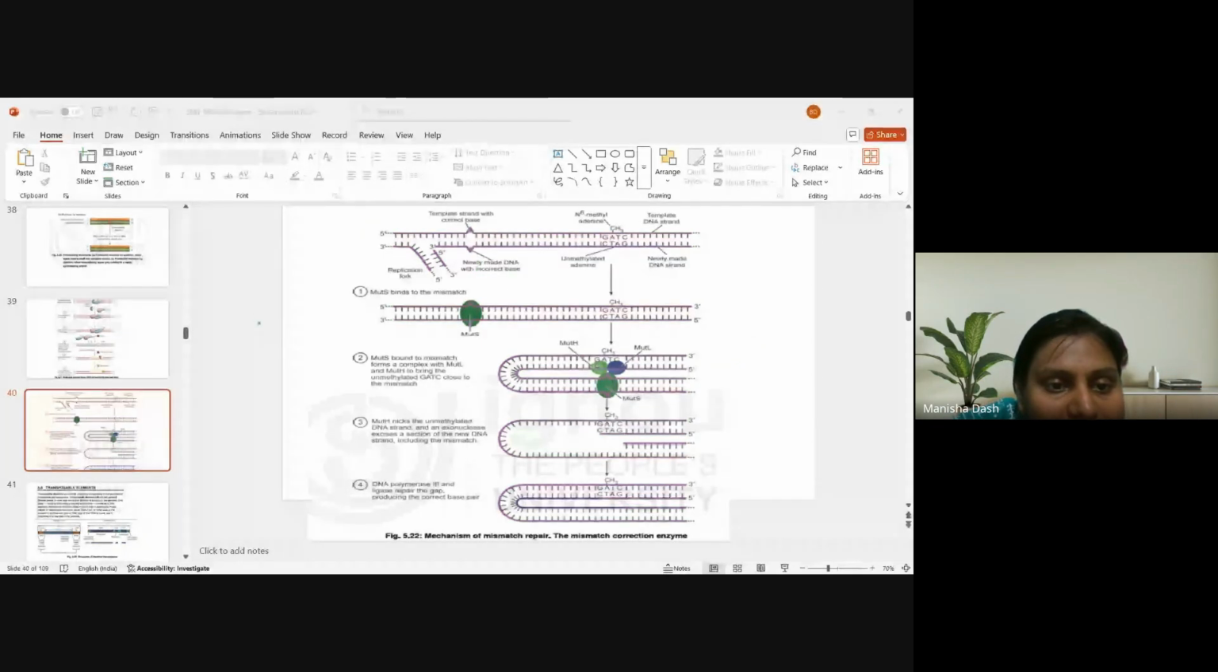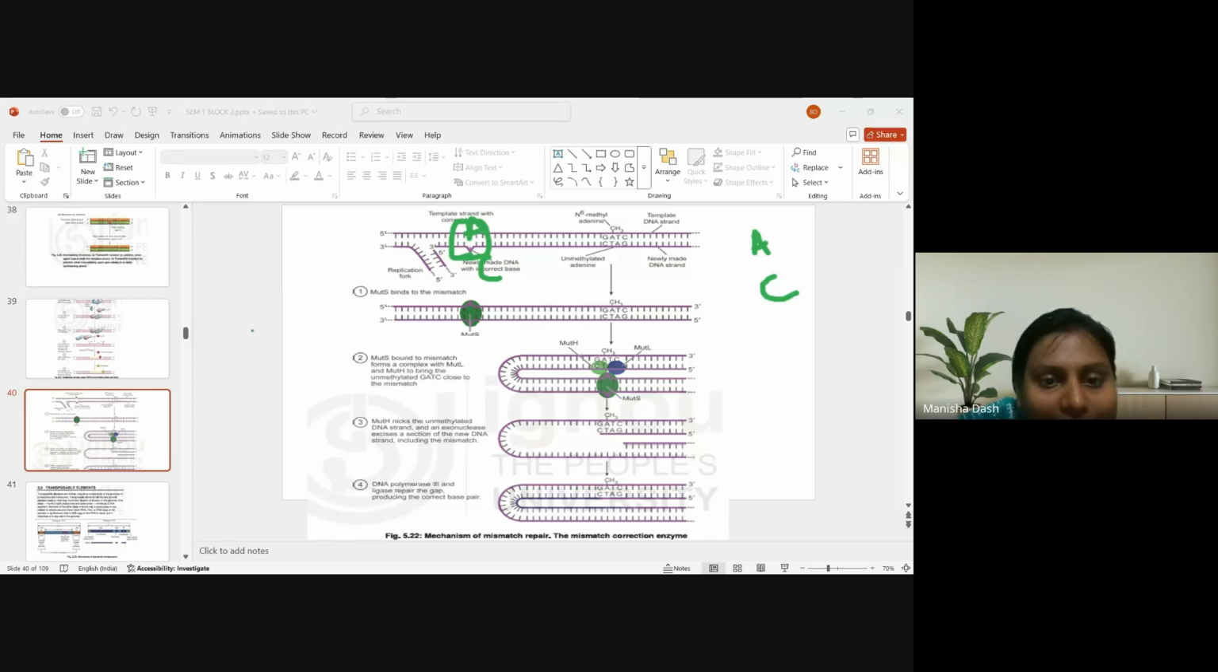So this is the position where the mismatch has occurred. Let's see, this is A. So A should pair with what? T, but let's say the mismatch is A with C. So this strand is having A, this strand is having C. Okay.